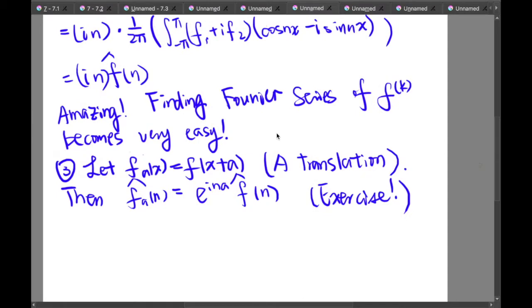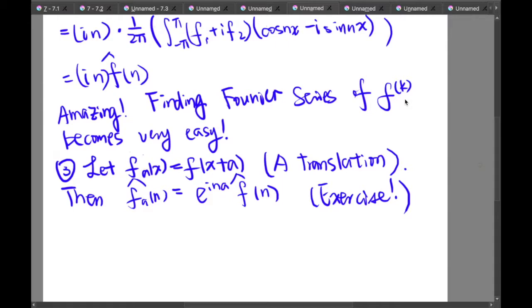And this is a very amazing property. Before we investigated it, finding the Fourier series for the kth derivative of f may have seemed difficult. But now the task becomes very easy. We can just multiply the Fourier coefficient of f by the term in to the kth power, and we obtain the Fourier coefficient of the kth derivative of f, and we can get its Fourier series very easily.